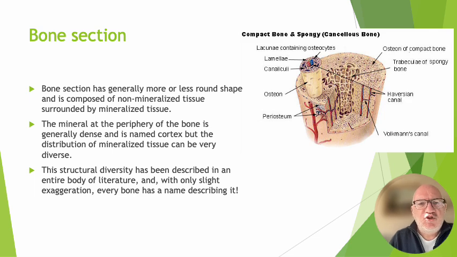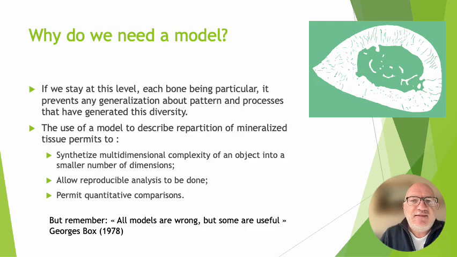A bone section is generally more or less round shape and is composed of non-mineralized tissue surrounded by mineralized tissue. The mineral at the periphery of the bone is generally dense and is named cortex, but the distribution of mineralized tissue can be very diverse. The structural diversity has been described in an entire body of literature, and with only slight exaggeration, every bone has a name describing it. This is the reason why we need a model.